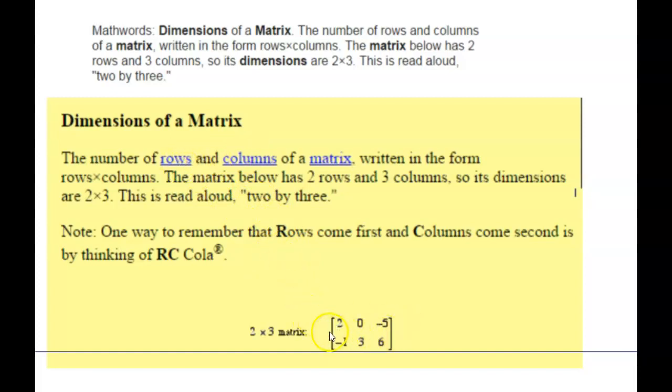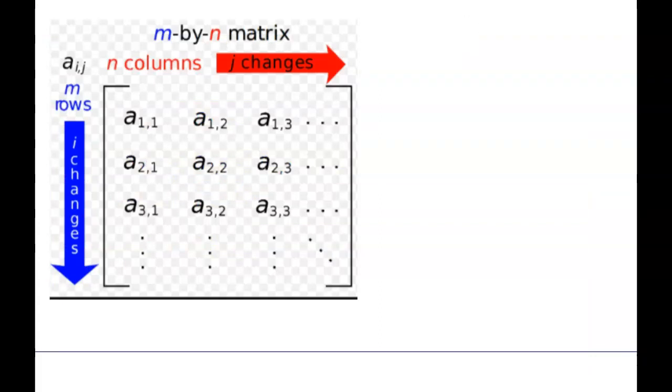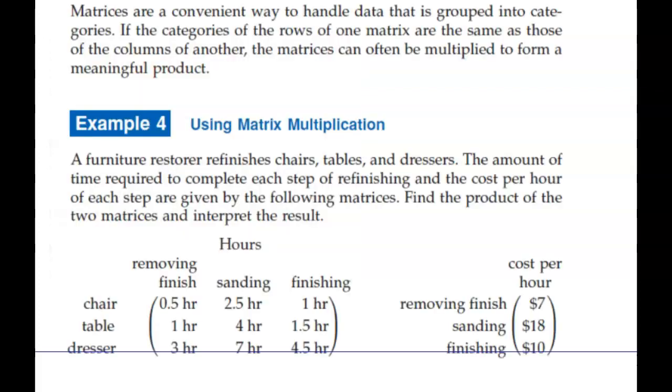Rows go across. This is a row, 2, 0, negative 5. This is a row, negative 1, 3, 6. Okay? A column is up and down, like the columns or pillars on the front of a house. Do you know what I'm talking about? They call those columns. So, again, how many rows are there? How many columns?